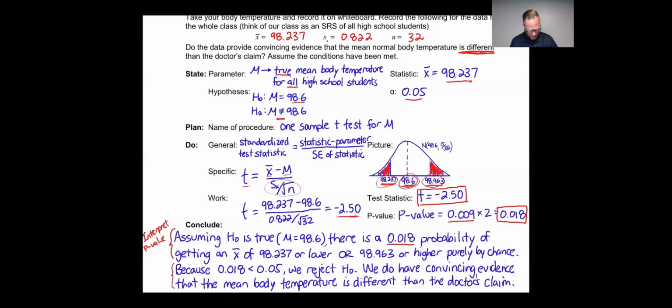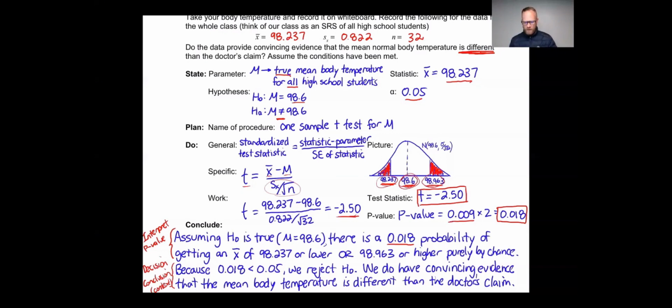Okay, then down here, we are going to make our decision to reject the null or fail to reject the null. And then we're going to make our final conclusion in the context of the problem, specifically about the alternative hypothesis. So because that p-value is less than our alpha, we are going to reject the null hypothesis. And we do have convincing evidence that the mean body temperature is different than the doctor's claim.